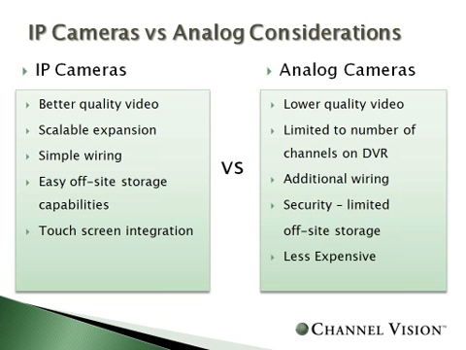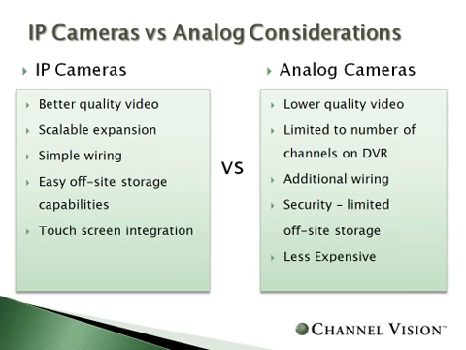On the other side, you do have analog cameras, which do offer a lower quality video. However, they do offer a less expensive solution, but you're typically limited to the number of channels that's connected to the DVR. You do need to integrate additional wiring, such as coax and power, more often than not, and you're typically limited with some off-site storage and the capacity of the DVR that you're working with.